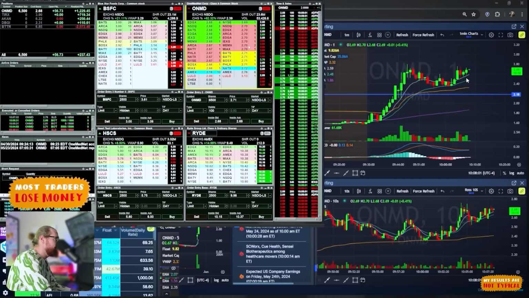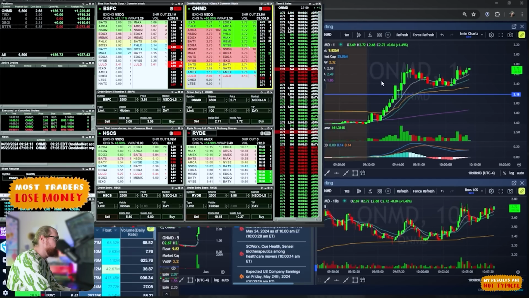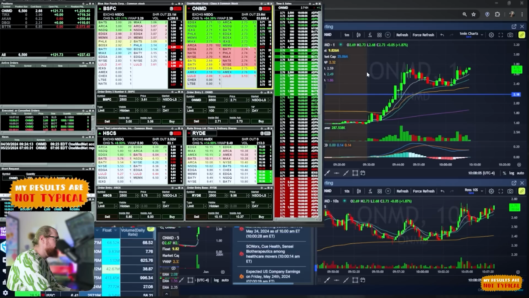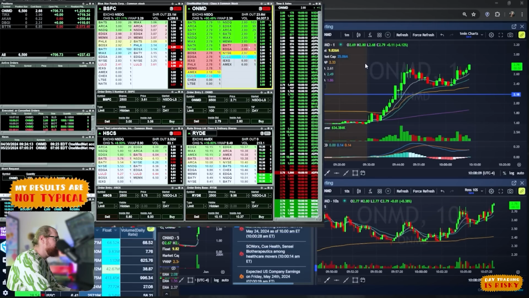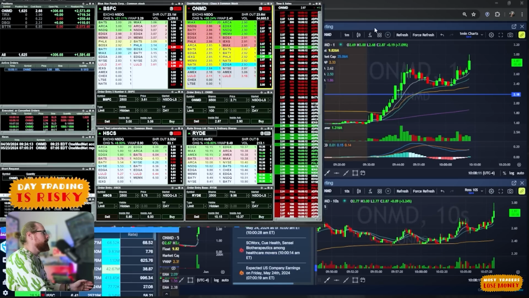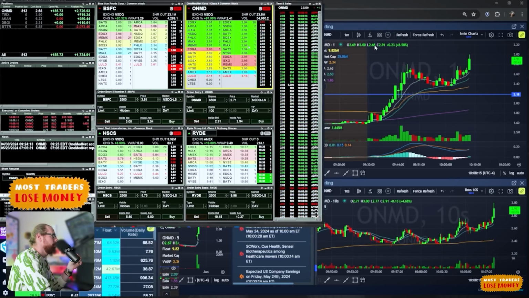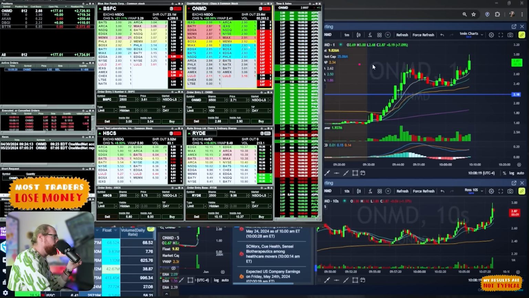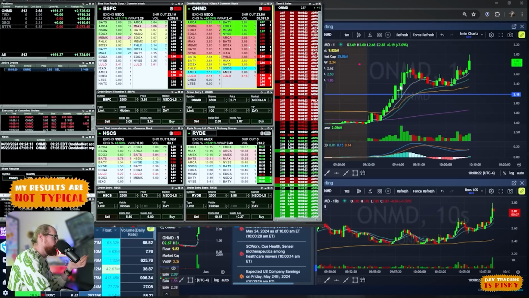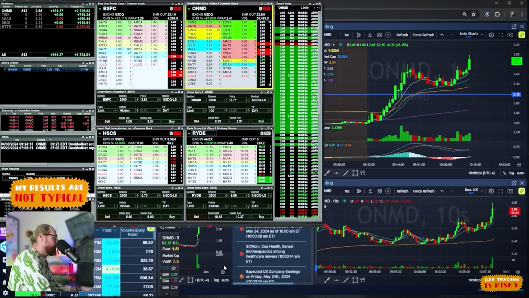68 on the bid, 69 on the bid, 72 on the offer, 73, 74, 75, 77, 80, straight to $3. Instant. $2,000 of profit. Do you see how it went straight to 3? And what does it have at 3? It has resistance. It has sell orders. It went straight to $3.